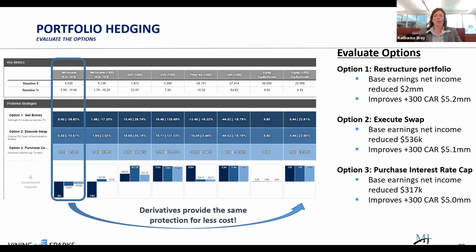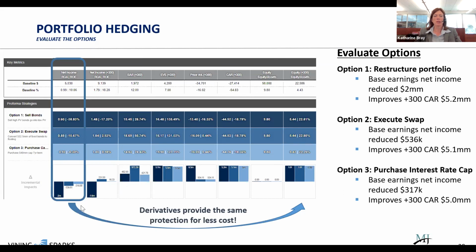So that was that first option of just restructuring my portfolio. Next option is, let's just leave our bonds. There's nothing wrong with those bonds. It's just that their yields are lower than current market. I'm just concerned that I'm going to continue to have losses on those bonds as rates go up. So I enter into an interest rate swap and effectively convert a portion of that portfolio to floating.